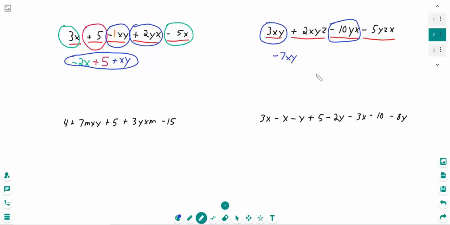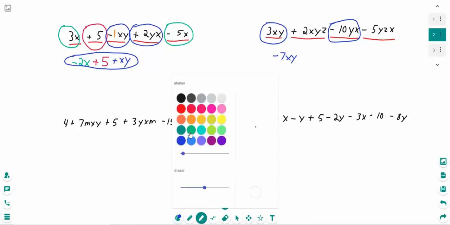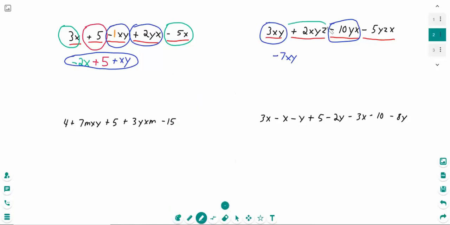Right? And then we can move on. So if we move on to the next one, we've got our positive 2xyz. And if we look over here, we have a negative 5yzx. Now, you might want to look at this closely because x, y, z are also over here.